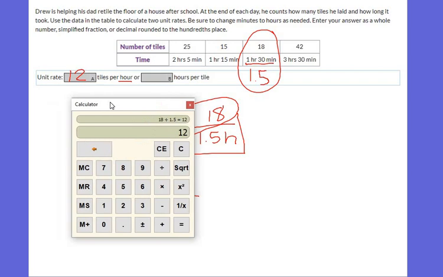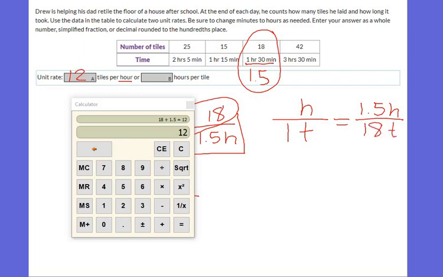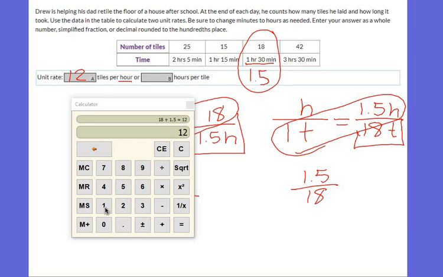Okay, then they gave us a different unit rate. They want to look at hours per 1 tile this time. So hours per 1 tile. Okay, I'm going to use the same fraction. So hours is at the top now, so 1.5 hours, and they did 18 tiles. So I'm finding my 2 numbers that are across from each other. So 1 times 1.5 is 1.5. I'm going to divide that by 18.